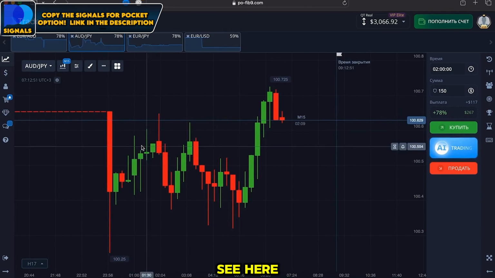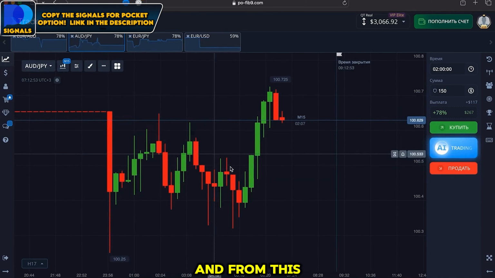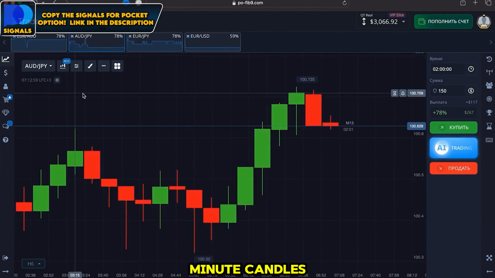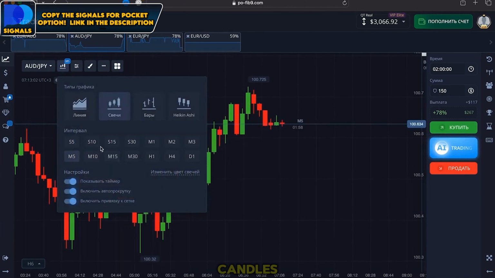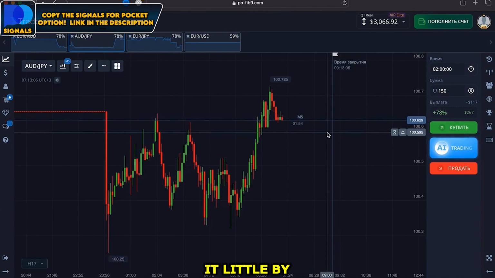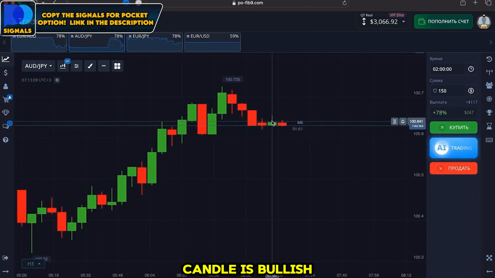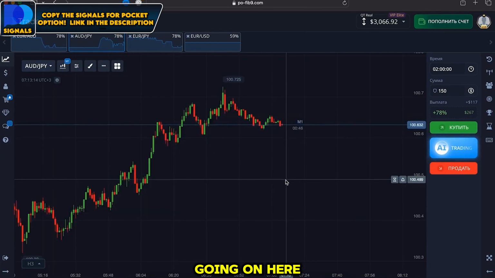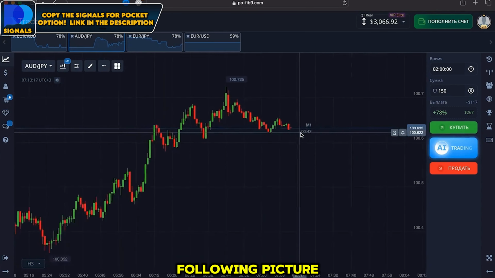What do we see here? The first hill, the second hill, and from this hill we have already started a reversal here. As we can see, good rollbacks have already appeared at the 15-minute candles. And now let's move on to the 5-minute candles. Let's see how things are going here. We're looking at it little by little. So our last candle is bullish, which has already formed here. So let's go to the minute and see what's going on here.